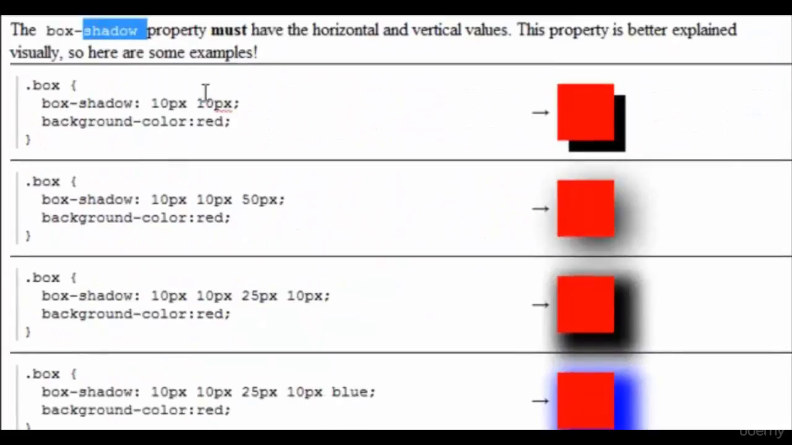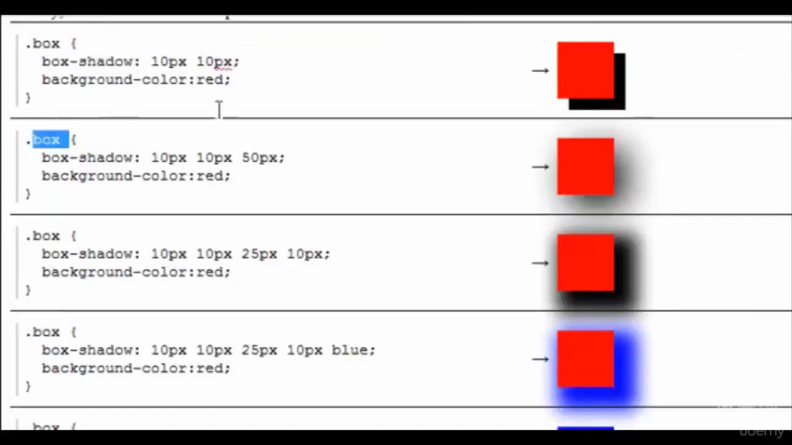The box shadow property must have a horizontal and vertical value. It absolutely needs these two values to work. Everything else is optional. This property is better explained visually. So our first example, with all of our examples, we have the box class, and we're going to go more and more into it as we get farther along. So right now we just have the basic.